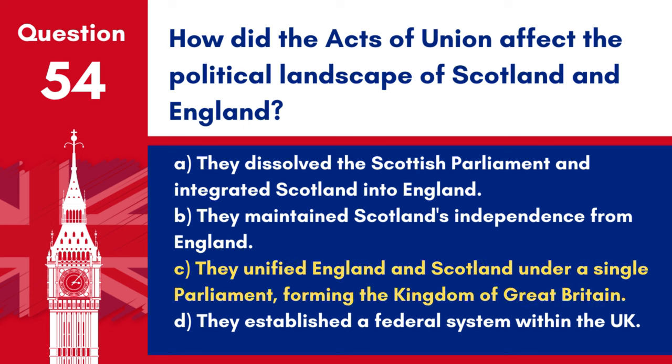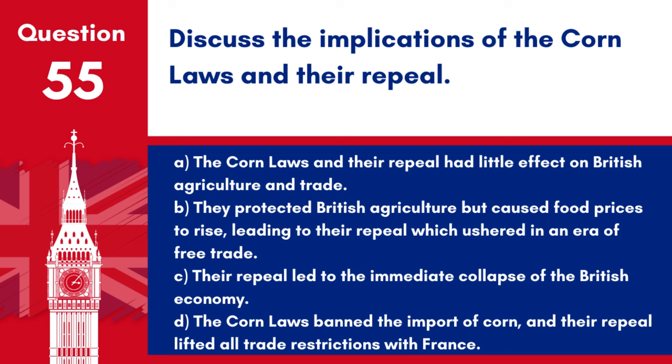Answer. C. They unified England and Scotland under a single parliament, forming the Kingdom of Great Britain. The Acts of Union 1707 were instrumental in creating a unified state, altering the political landscape by merging the parliaments and crowns of Scotland and England. Question 55. Discuss the implications of the Corn Laws and their repeal.